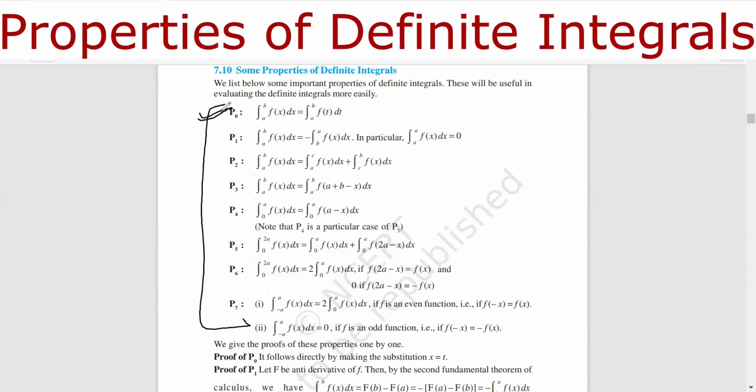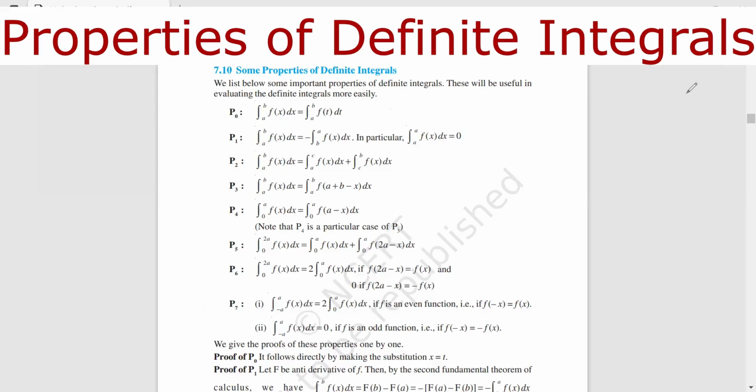The very first property says if I replace the variable, then also the value of the integral remains the same. For example, my question is the integral from a to b of x dx. If I change, for certain reasons, and replace x with y, then it's completely okay in case of a definite integral, because whatever answer I get will not be in terms of x or y, it will be a constant value. So changing the variable will not impact the answer in case of a definite integral. This is the first property.